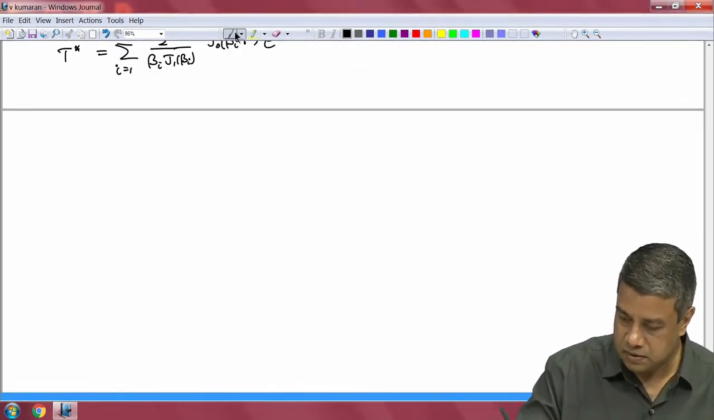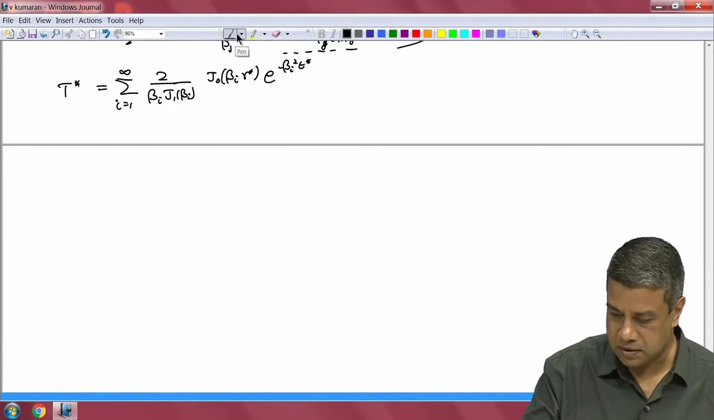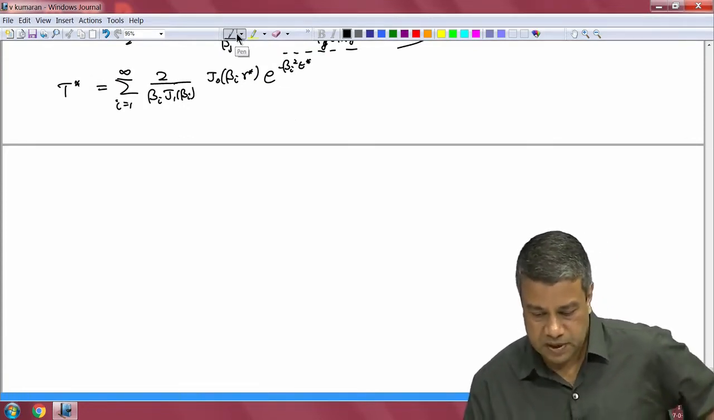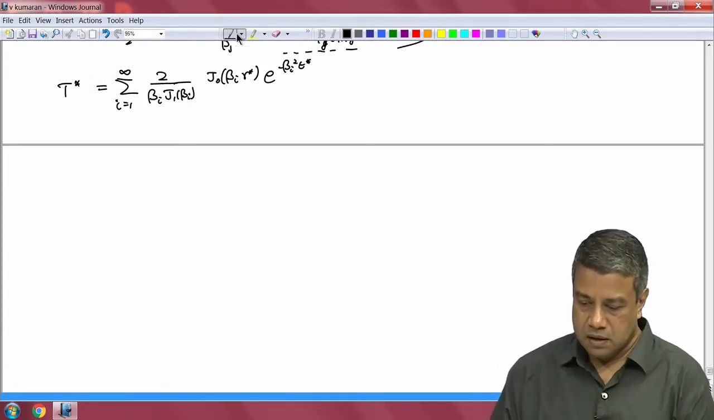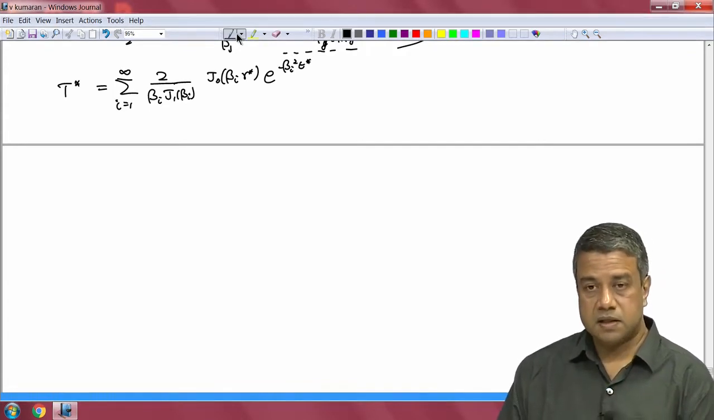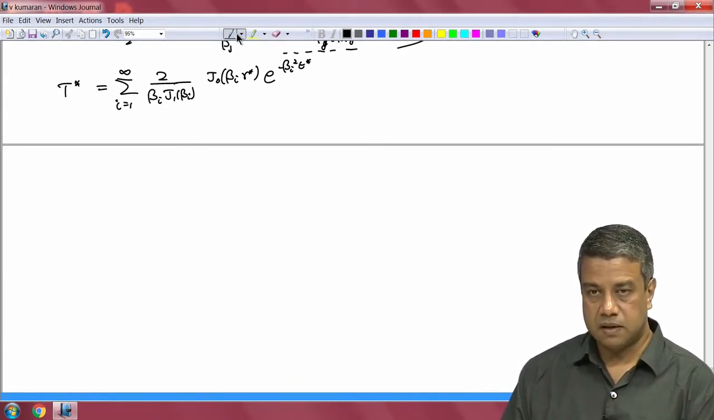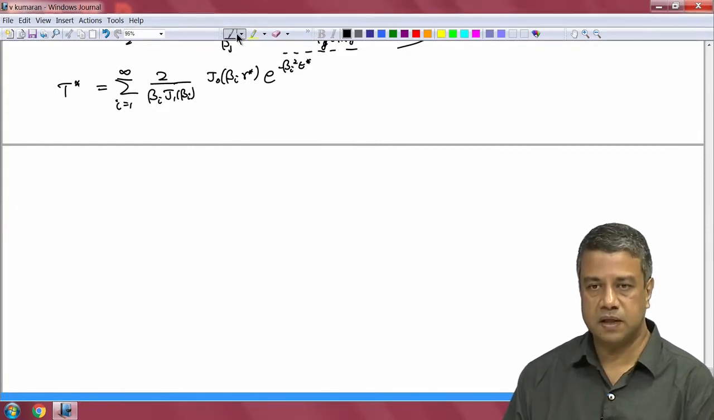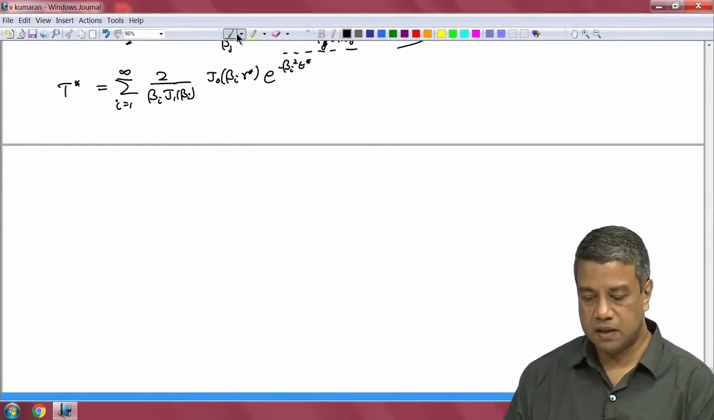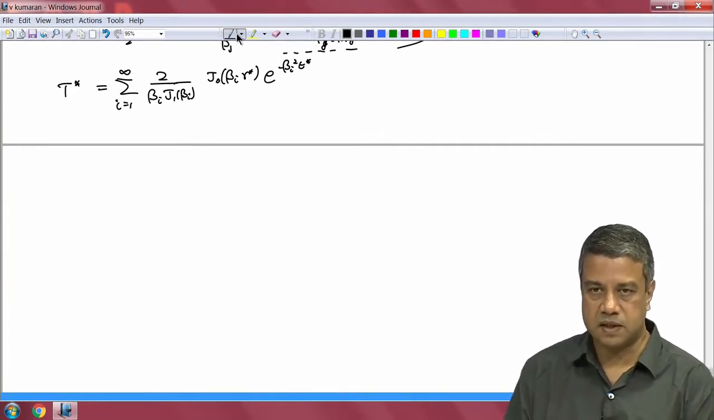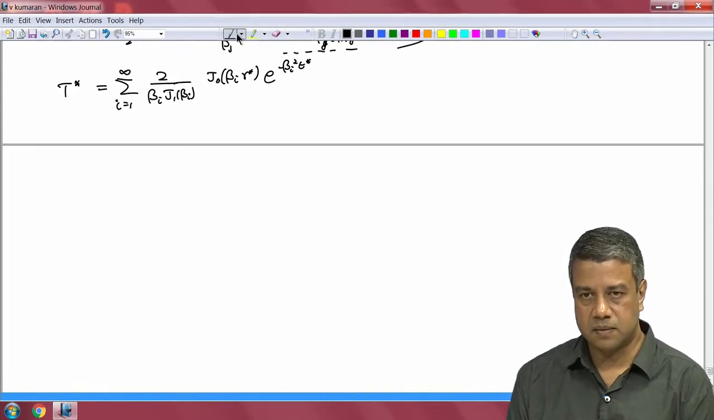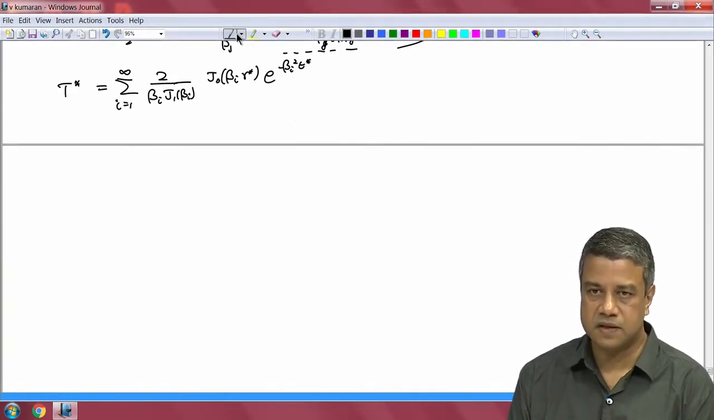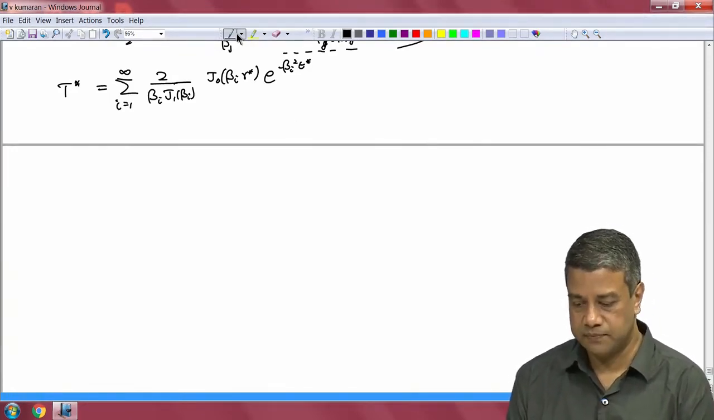So, how does this solution look? Beta I is a discrete value. So, even though the summation is from 0 to infinity, I can get an analytical approximation by cutting off the series at a finite number of terms.